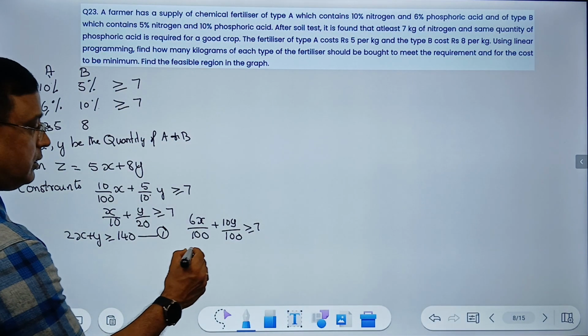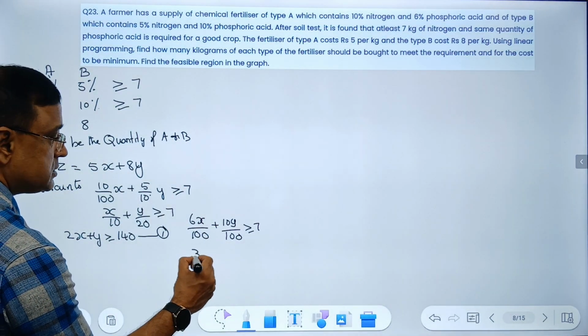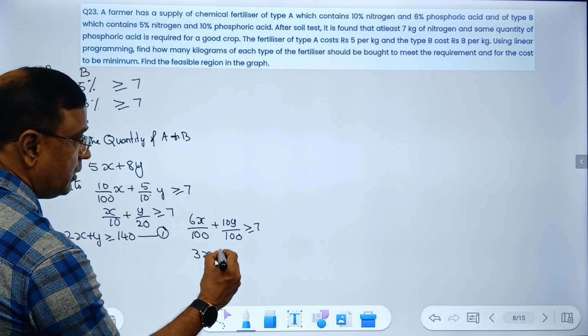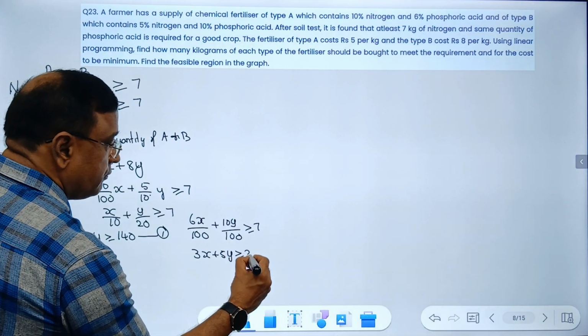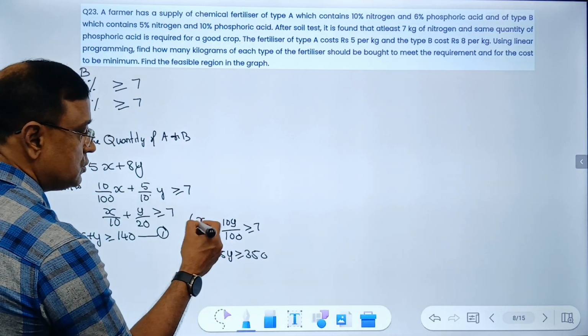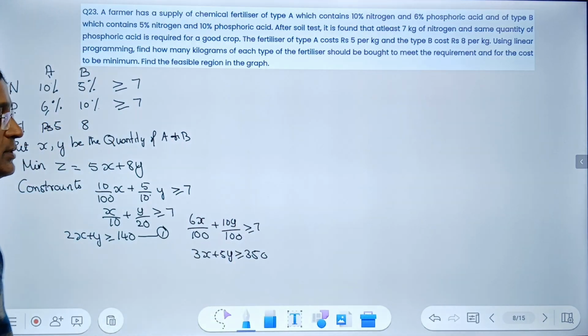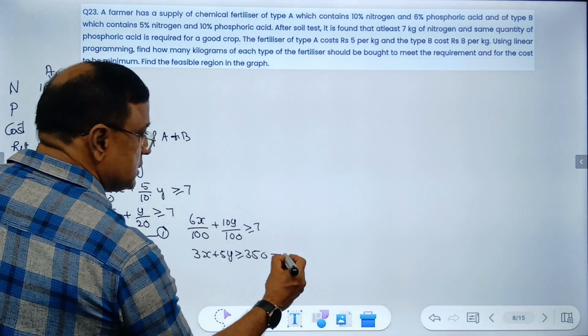So what do you get here? You get 3x plus 5y is greater than or equal to 350. You can cancel 2, it will become 50. 50 into 7 is 350. So call this equation 2.